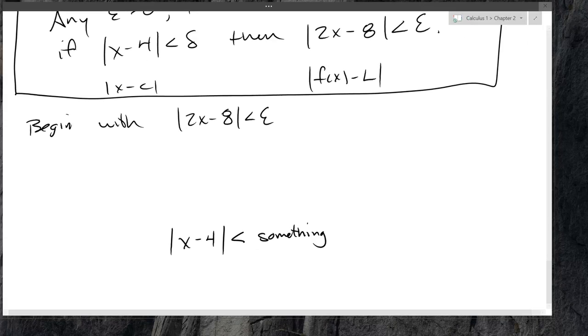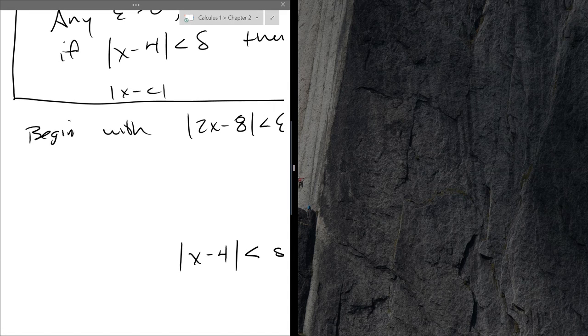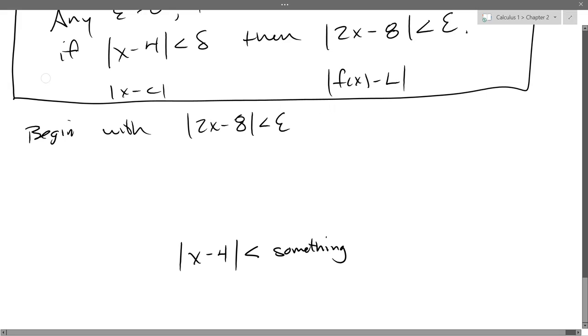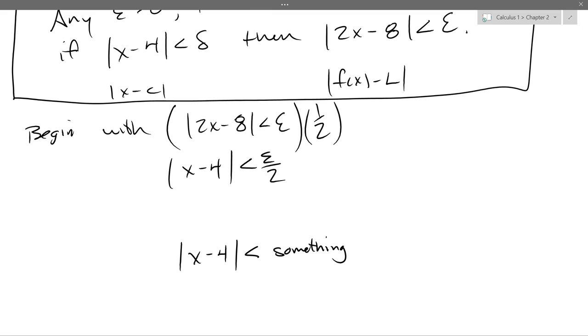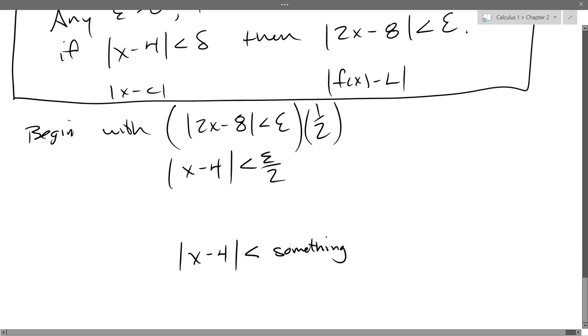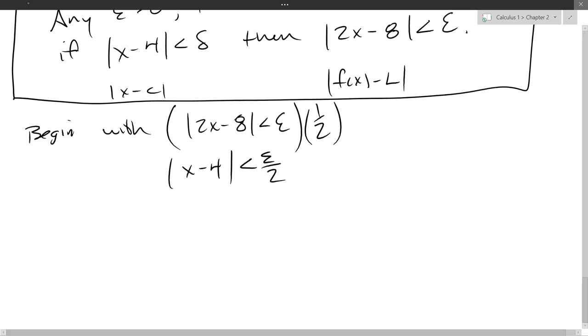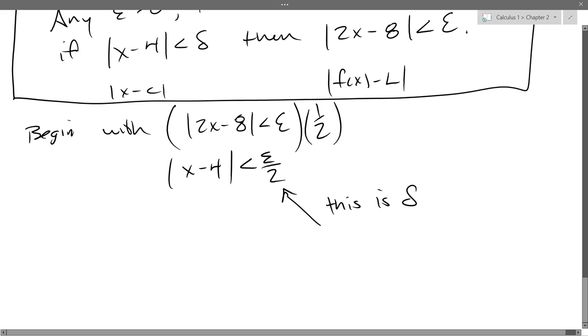The hard part is the process. So multiply by a half. Do I have to worry about the inequality flipping around? Nope. 2 is positive, or half's positive, either way, not going to change my inequality. All right, right there, that's our delta. That's all you have to do. So all you have to do is say delta equals epsilon over 2.